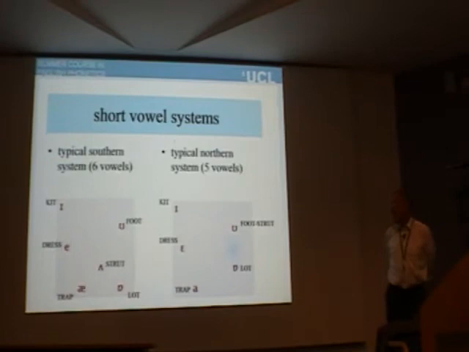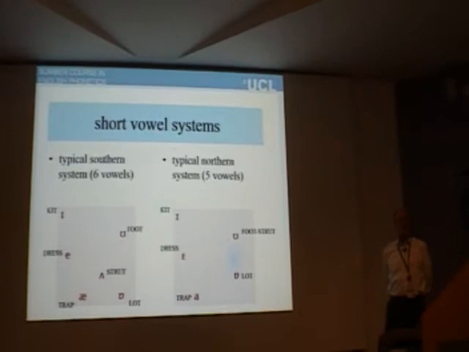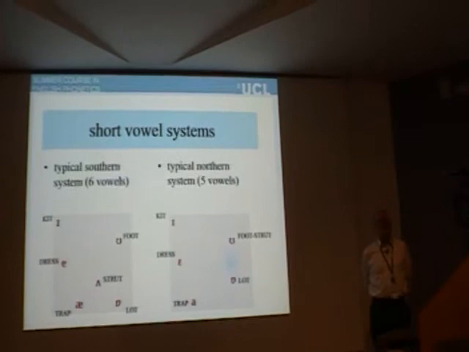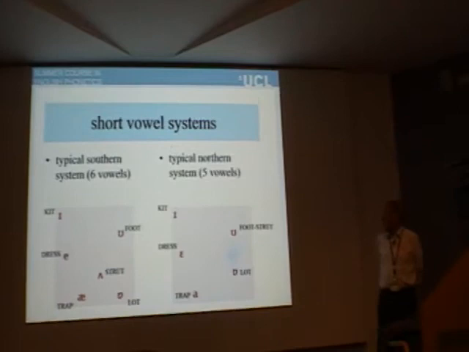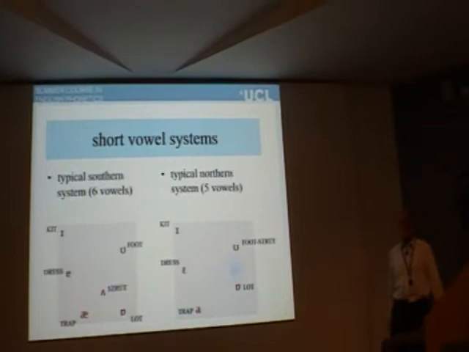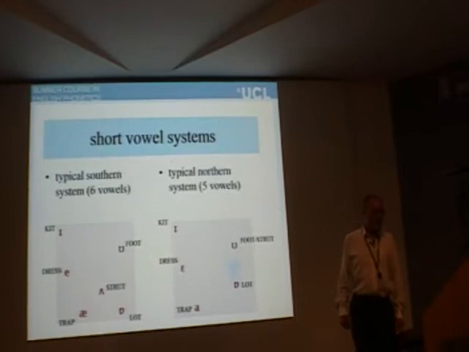I've used slightly different phonetic symbols because they are typically slightly different phonetically, but the difference is not terribly important. So we have kit, dress, trap, lot, and foot, and strut with the same vowel. Those of you who understand linguistic systems will see that this is really quite a deep distinction, not just a superficial phonetic matter of realization, but a deeper one of the system of short vowels that we have there.